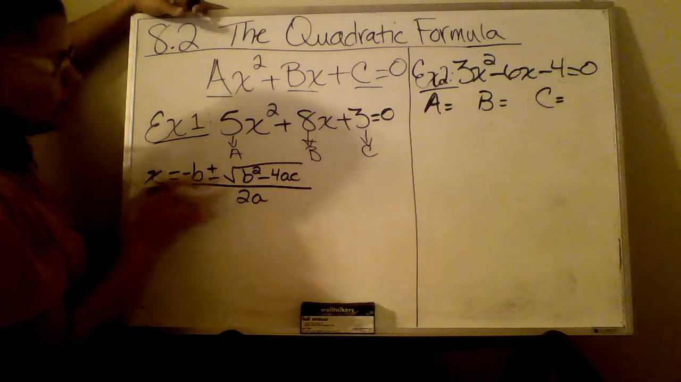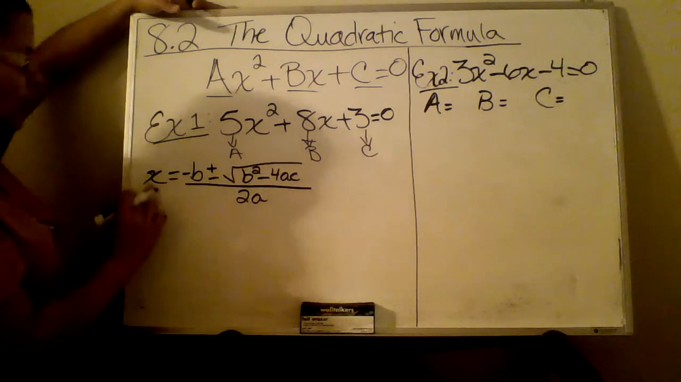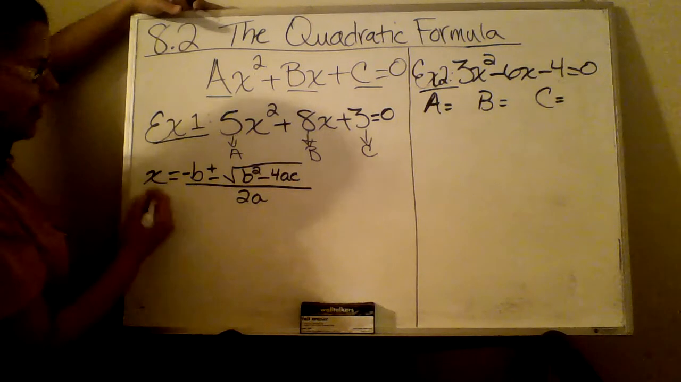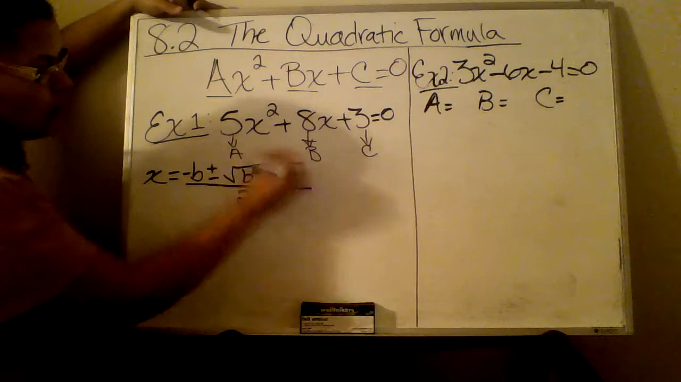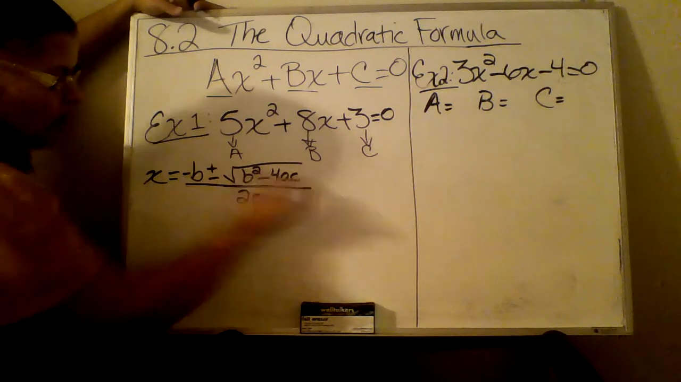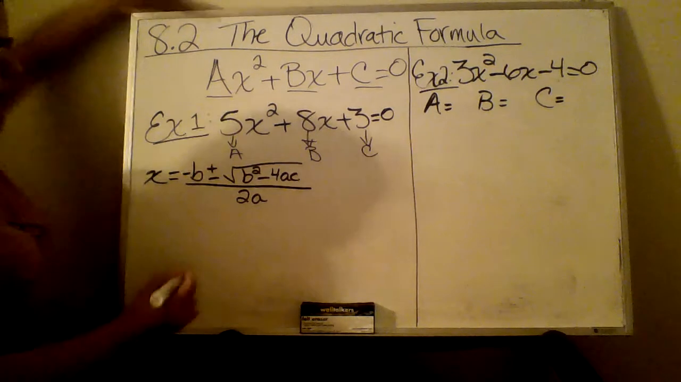Now what we're going to do is plug these into what we call the quadratic formula. This quadratic formula is solving for x. So we have x equals negative b plus minus the square root of b squared minus 4ac, all divided by 2a. So we're going to take this and start substituting our information.